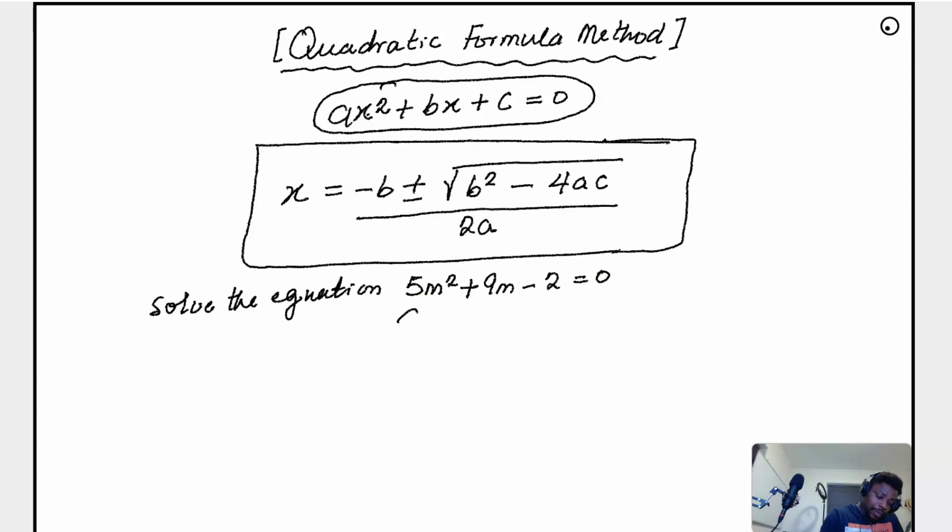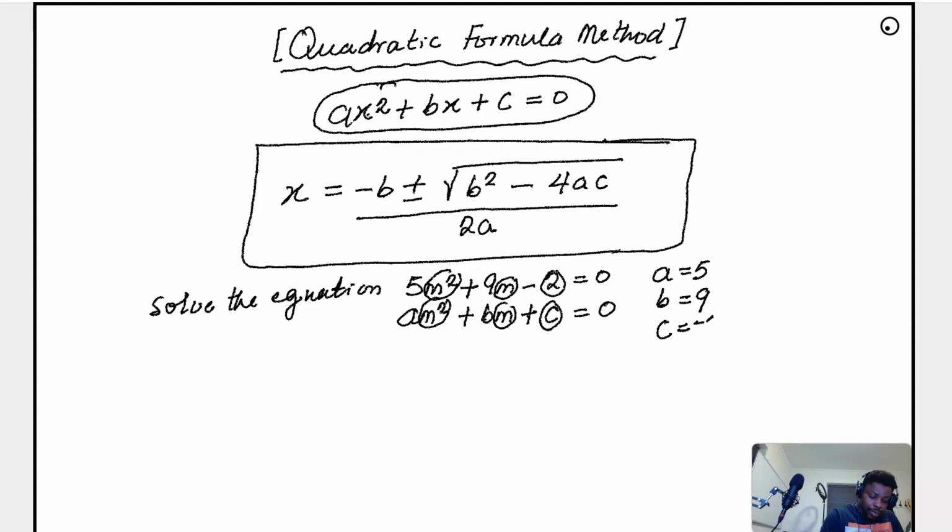So here, we just need to compare this with what we have here, ax squared. In this case, I'm writing m because the variable is m. So m squared is m squared, so here our a is 5. Okay, so m is m, plus times plus is plus. So our b is 9. Then plus times minus is minus. So our c is minus 2.